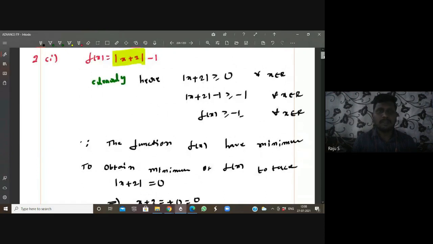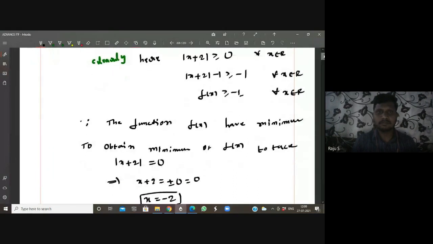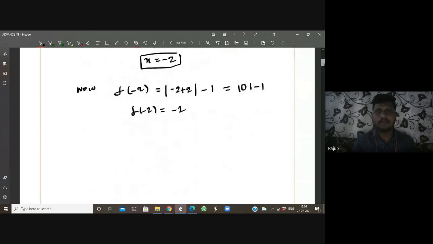Like that you have to write the proper steps. Here you can simply write: we know that modulus of x plus 2 is greater than or equal to 0 for every x belongs to R. Is it clear, students?